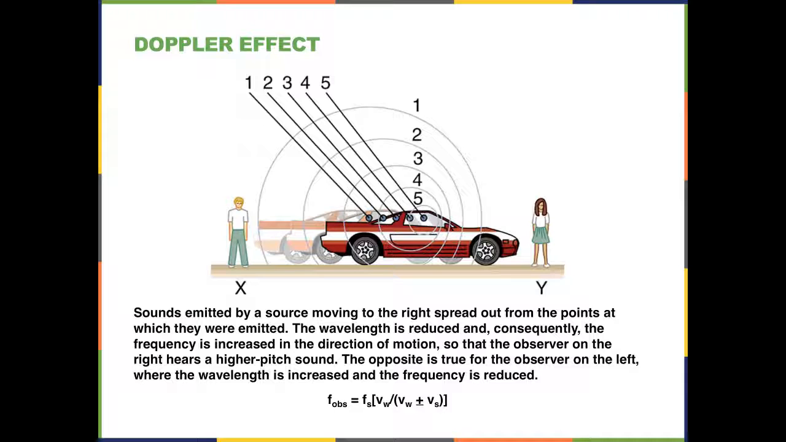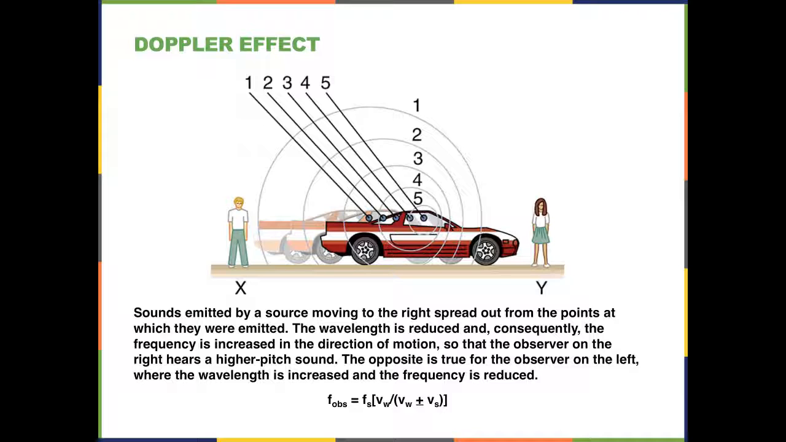And it's calculated as follows. In a situation where the source is moving, so the observers are not moving, the source is moving, the observed frequency is equal to the emitted or source frequency times the velocity of the wave divided by the velocity of the wave plus or minus the velocity of the source.